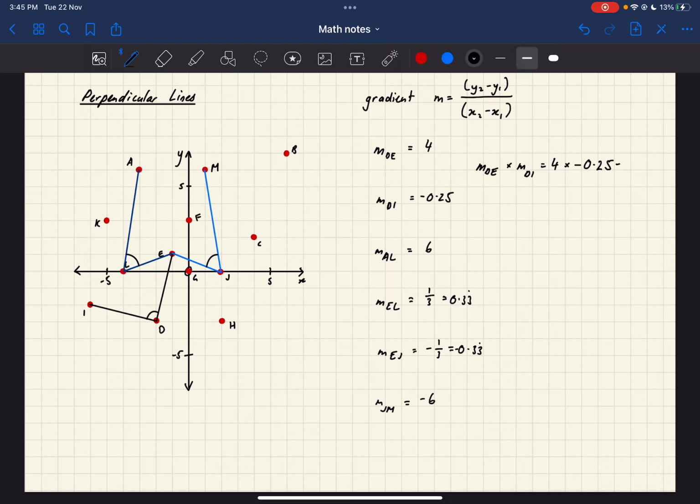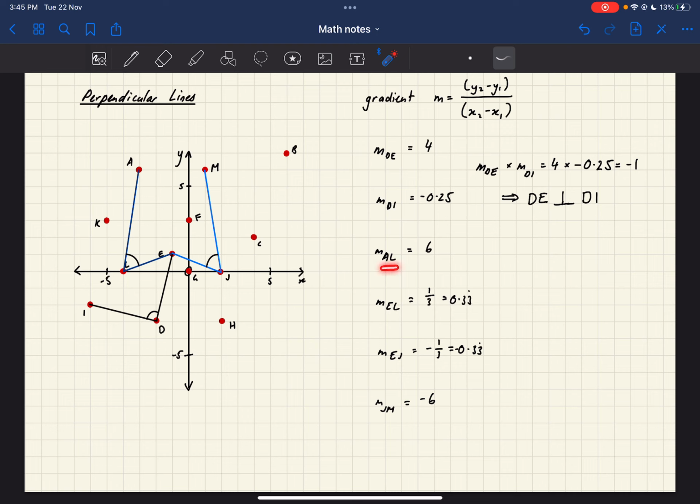If these two multiply to make -1, then it is a right angle, and they do, because 4 times minus 0.25 is -1. Therefore, DE is perpendicular to DI. So again, if you multiply two gradients and it makes -1, that means that those two lines are perpendicular to each other. Let's find out if our next pair is perpendicular to each other.